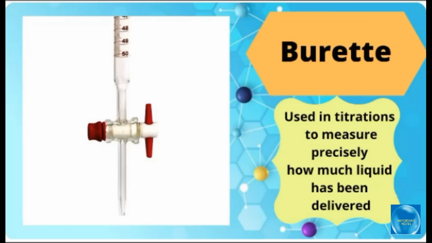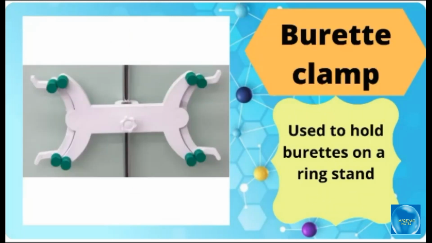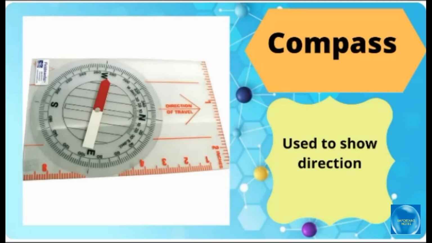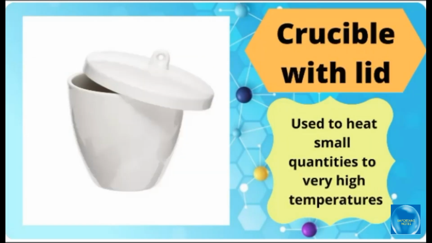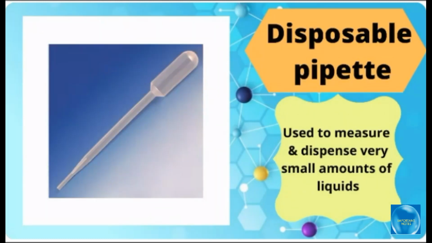Burette, used in titrations to measure precisely how much liquid has been delivered. Burette clamp, used to hold burettes on a ring stand. Compass, used to show direction. Crucible with lid, used to heat small quantities to very high temperatures.